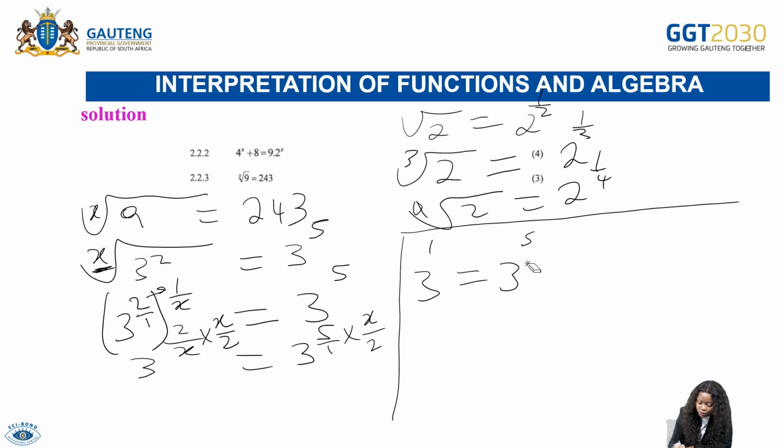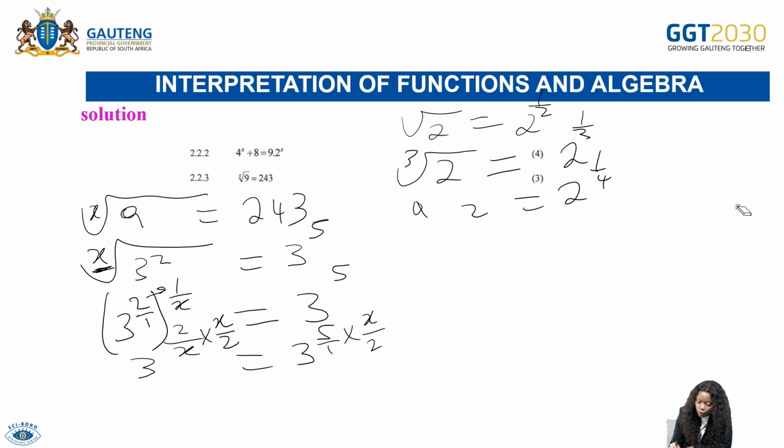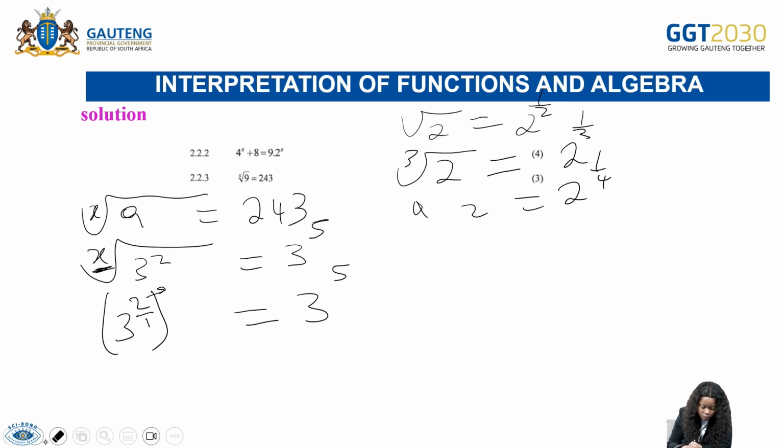Nah, it's a waste of time. We don't even have to do all of that. We don't have to multiply by the inverse. Why don't we have to multiply by the inverse? Because it's already a base of 3 and a base of 3.